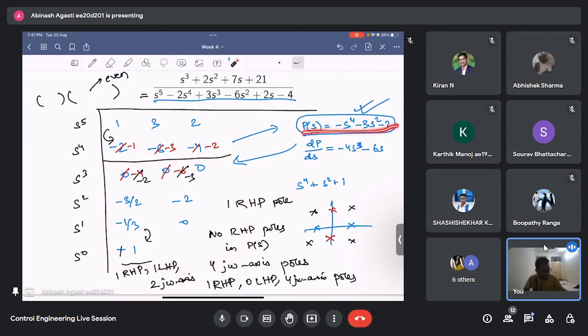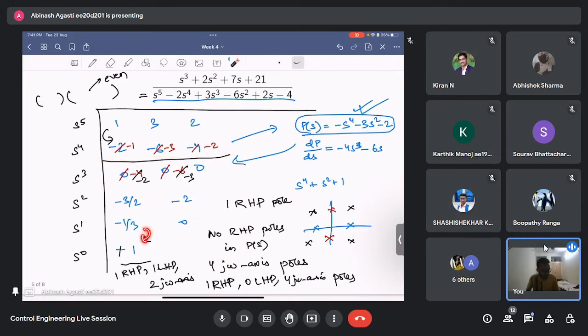Inside this is a complete separate polynomial which is given by the auxiliary polynomial. We are finding the roots of that polynomial after this line. Okay, so after this line there is one sign change, so one right half plane pole, by symmetry one left half plane pole, and the remaining will be on the j omega axis.